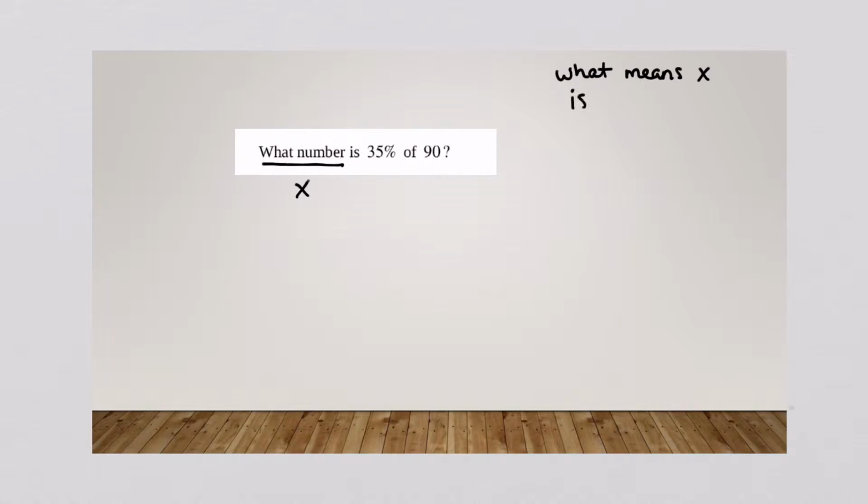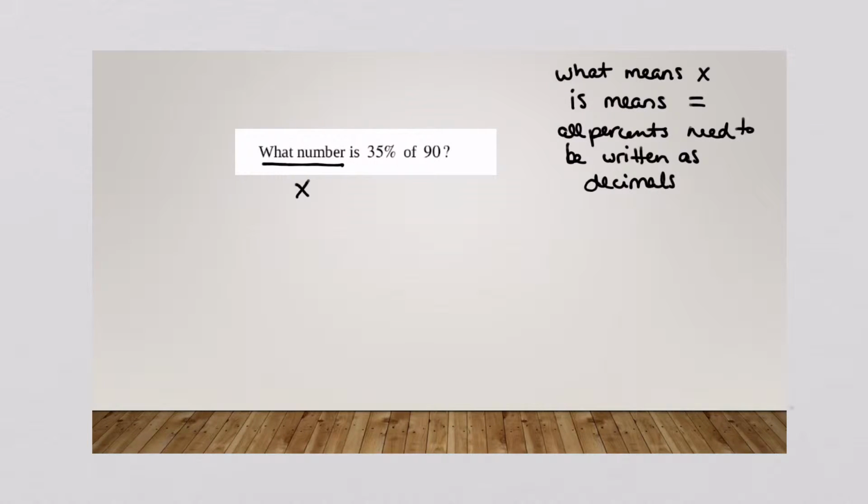The word is, anytime you see the word is, that means equals. Put an equal sign here. If you see a percent, all percents need to be written as decimals. The word of means multiply, always.